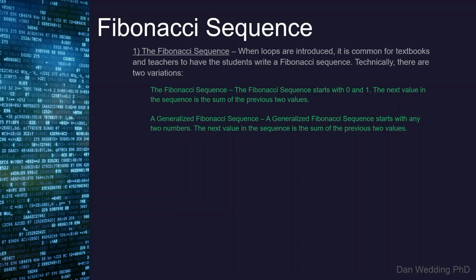When loops are introduced, it is common for textbooks and teachers to have the students write a Fibonacci sequence. Technically, there are 2 variations. The Fibonacci sequence starts with 0 and 1. The next value in the sequence is the sum of the previous 2 values. A generalized Fibonacci sequence starts with any 2 numbers. The next value in the sequence is the sum of the previous 2 values.